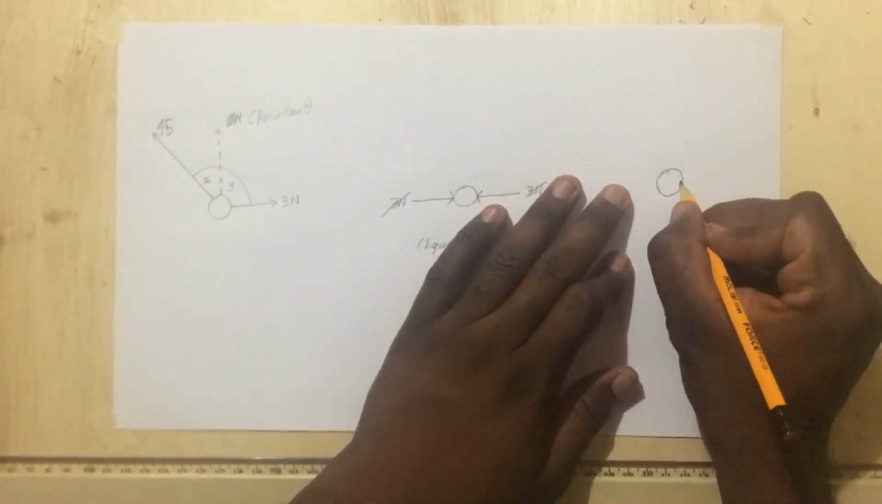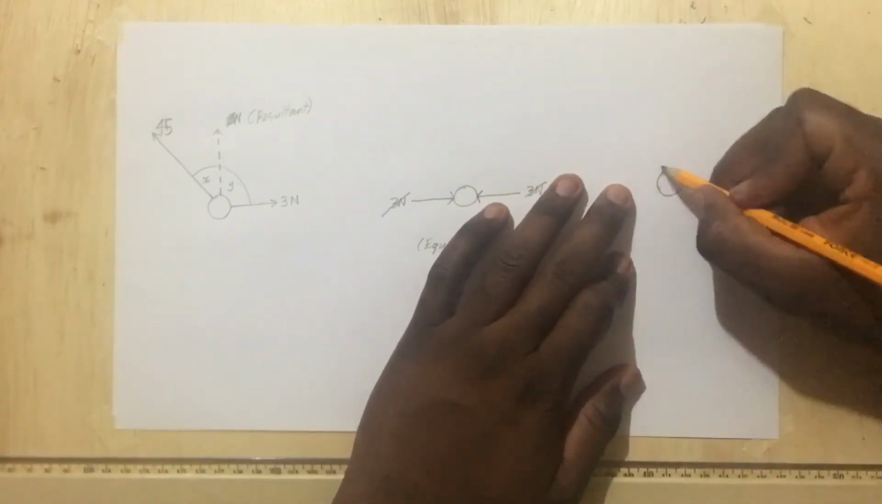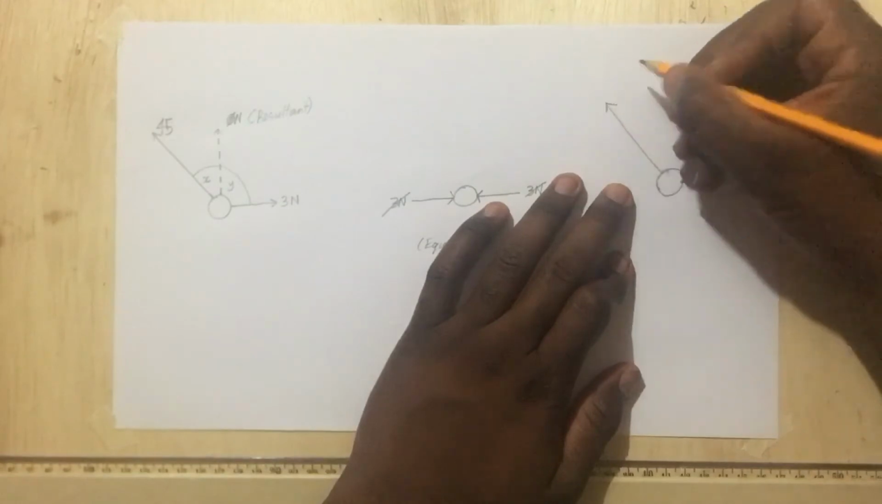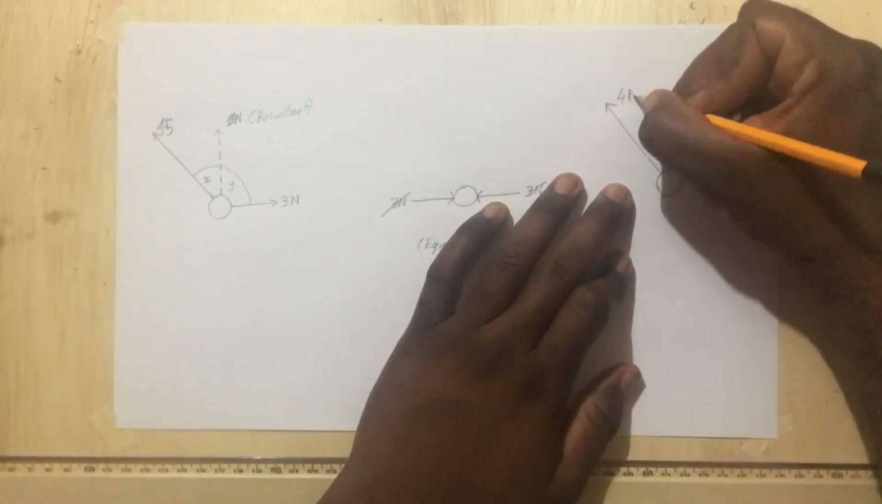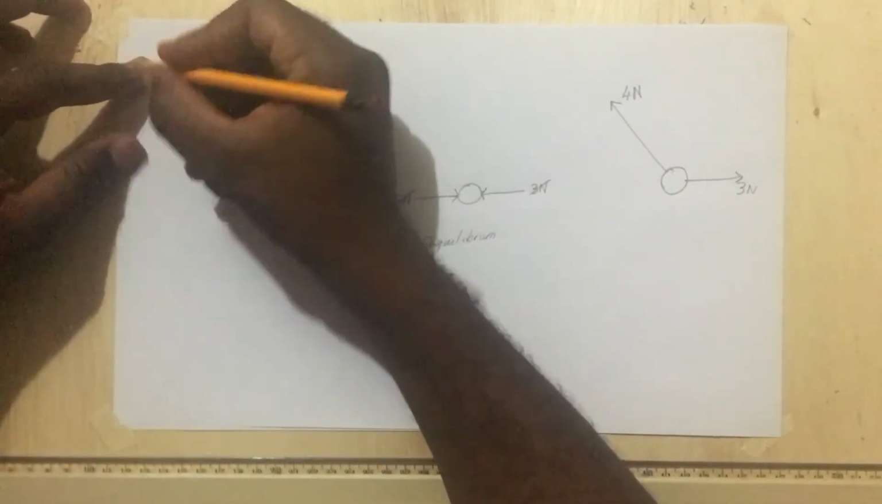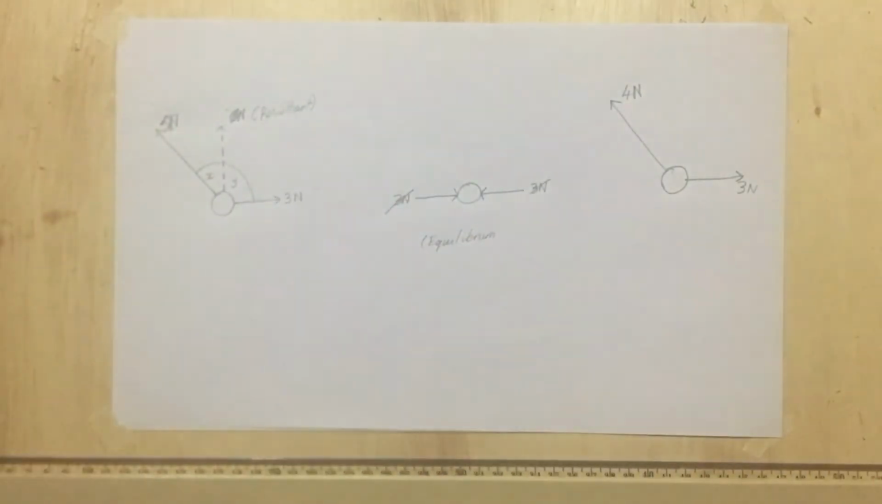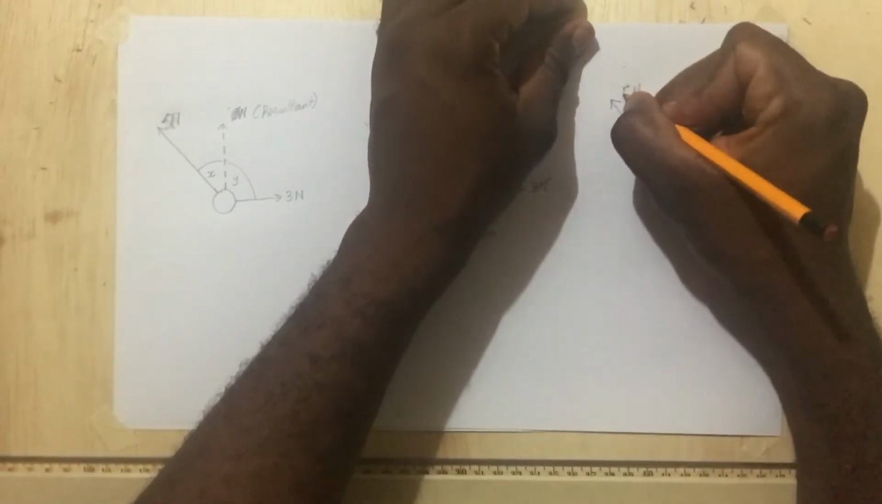So you have the first force of 3 newtons. You have the second force, 4 newtons. I realize that I made a mistake over here. This is supposed to be 5 newtons. This is supposed to be 5 newtons.